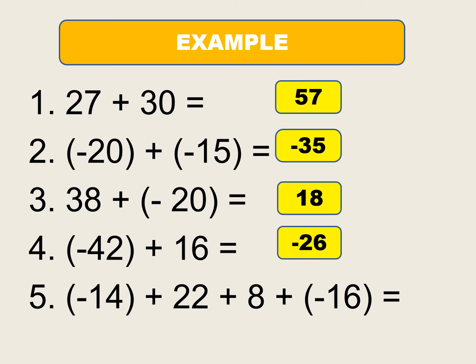Now, number 5. As you can see, we have 4 addends. So what will we do first? We are going to add the same sign, the negative, and then the positive and the positive. So what is the answer? So we are going to add first negative 14 and negative 16, and that is negative 30. And then 22 plus 8, that is positive 30. So what will be? Negative 30 plus positive 30. So the final answer is 0. Did you get it?